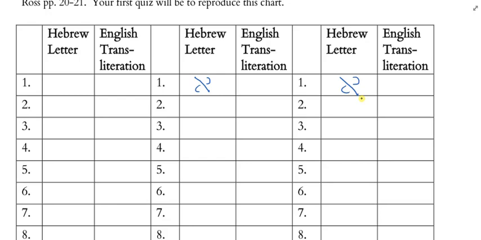Okay, now how do we transliterate the aleph? It is transliterated with what looks like an apostrophe in English. So it's up higher, not at the bottom, but at the top. And it looks like an apostrophe, or maybe a single quotation mark, a closing quotation mark. All right, so that's aleph.